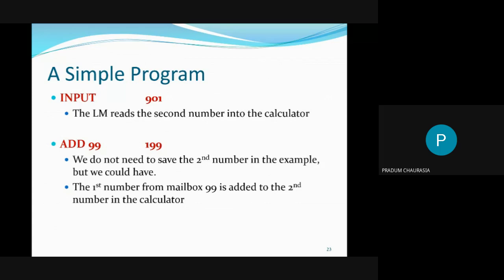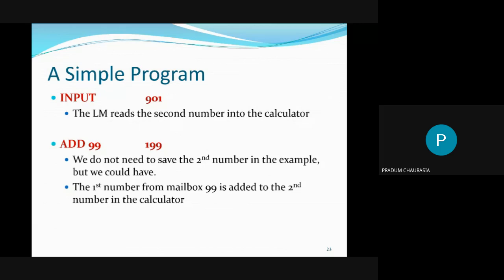So then what next instruction? Input the second number. Now the second number is typed in the calculator screen. The first number is already stored in location 99. The second number is already in the calculator screen. Now we can execute the instruction add 99.